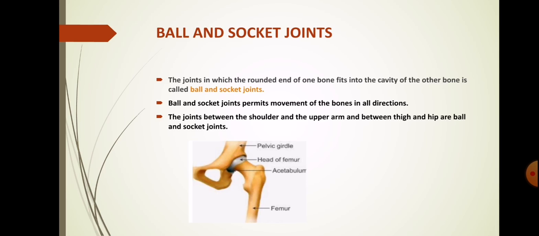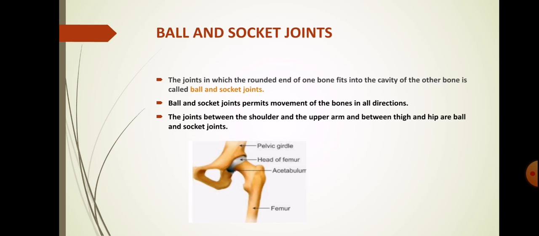Ball and socket joints permit the movement of the bones in all directions. If you move your shoulder, you can move it all around. In the same way you can move your legs from the thigh. For the moment, just lie down and try to move your legs. They can move in all directions from your hip. That means the hip joint has a ball and socket joint, and in the same way your shoulder and upper arm have a ball and socket joint. The picture given here is a ball and socket joint of your leg.